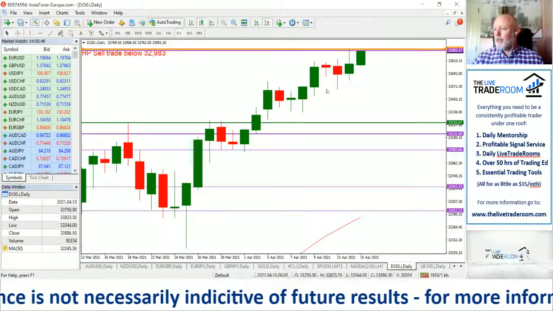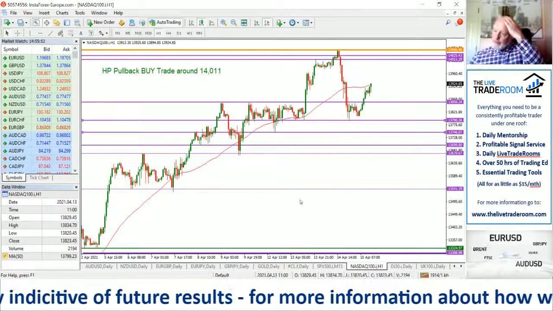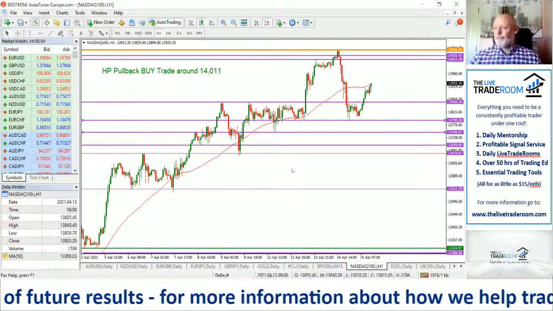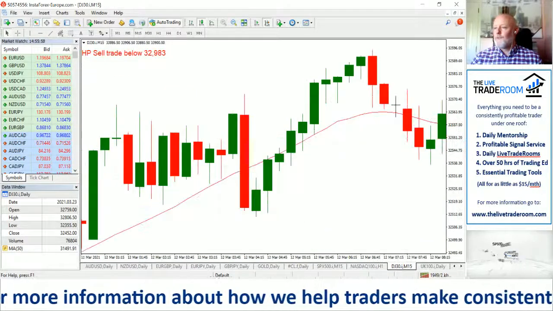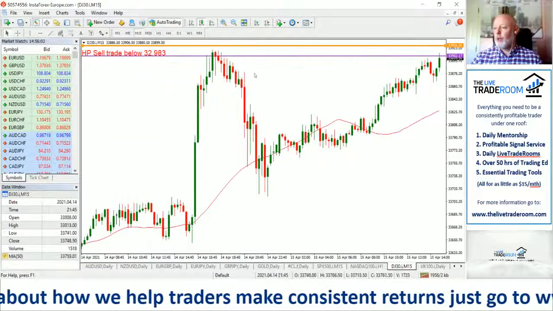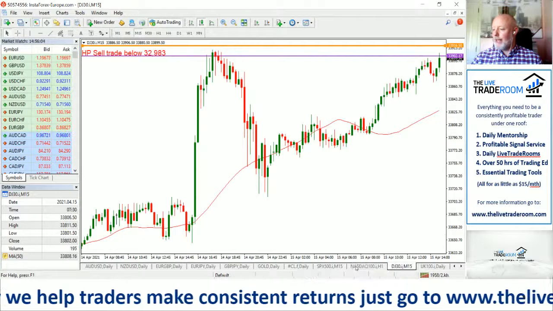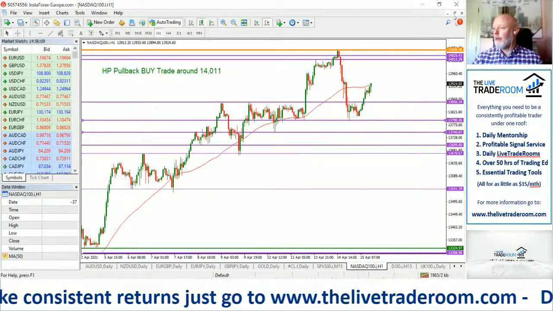I just want to compare and contrast actually the Dow Jones to the Nasdaq. So there's a little bit more value really in the Nasdaq. So let's look to focus on that one just for now.